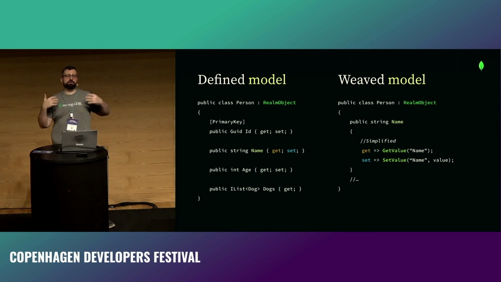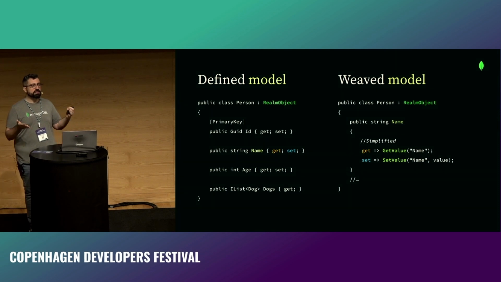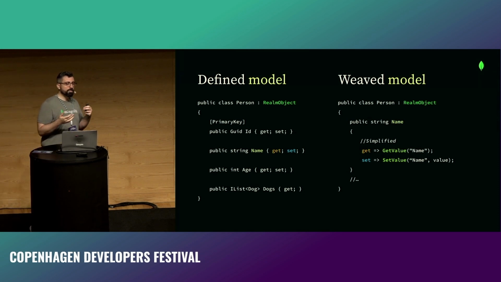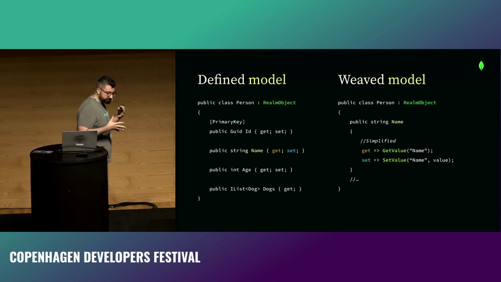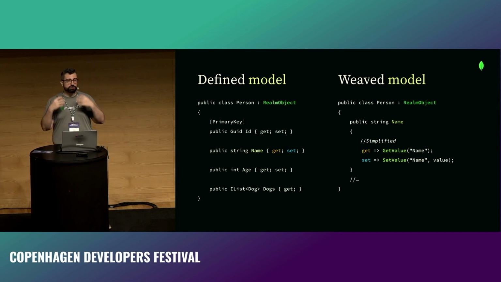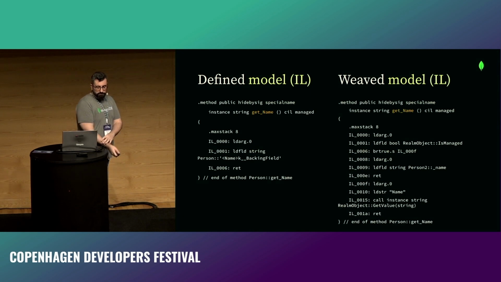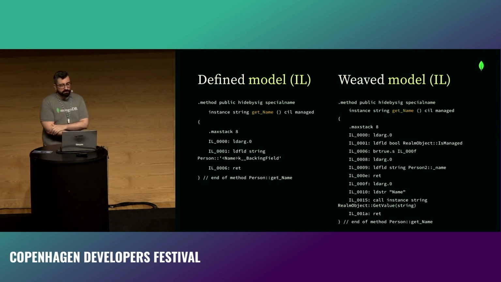So essentially what we're doing with the weaving is hiding a lot of the complexity of the library, of the internals of Realm, from the user, because they just use normal properties with setters and getters, and there's a lot of stuff happening behind the scenes.